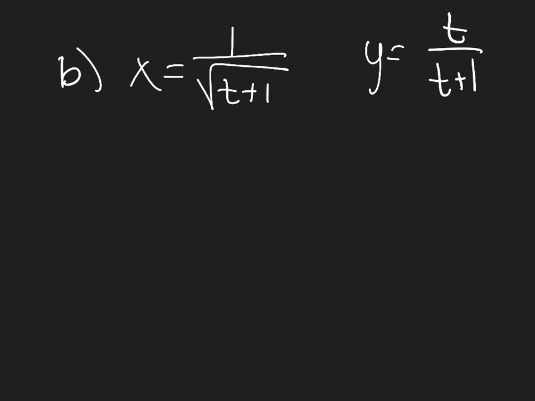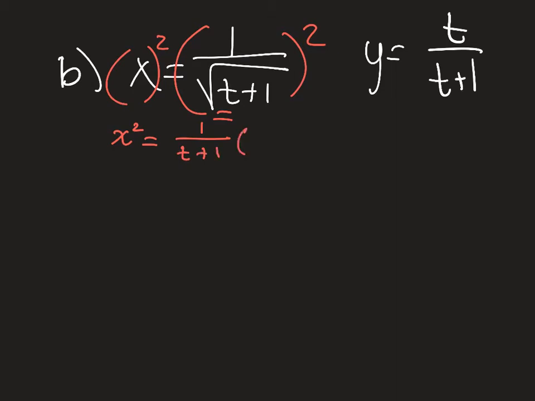So I need to get this t down here, and it has a square root on it. So I'm going to square both sides, and as long as I do it to both sides, it's fair game. I'm going to get x squared equals, you square the top, 1 over, and then square and square root undo each other, so you get t plus 1. I'm going to multiply over the t plus 1 on both sides.